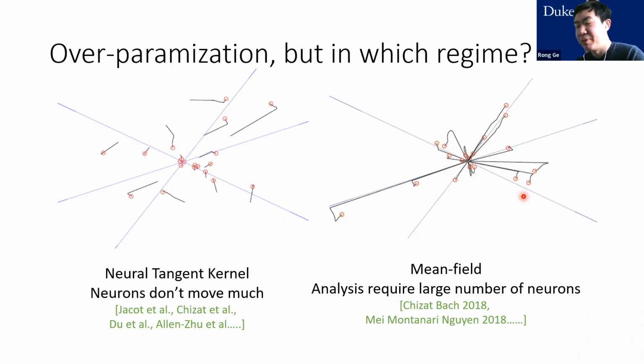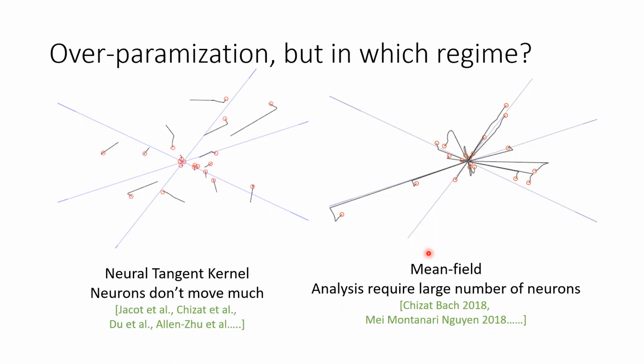And in the mean field regime, neurons can move by a very far distance, which allows them to learn a good representation of the data. Unfortunately, the difficulty in mean field analysis is that rigorous proofs often require a large number of neurons. Either you require the number of neurons to asymptotically go to infinity, or you require the number of neurons to be exponential in either the training time or the ambient dimension of the data.